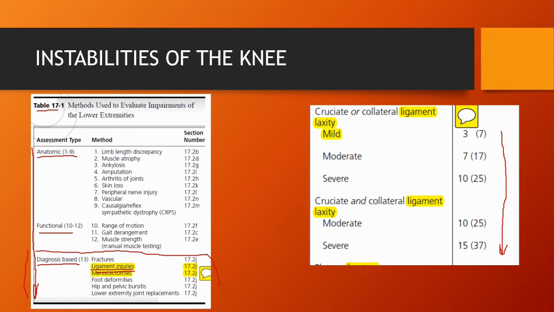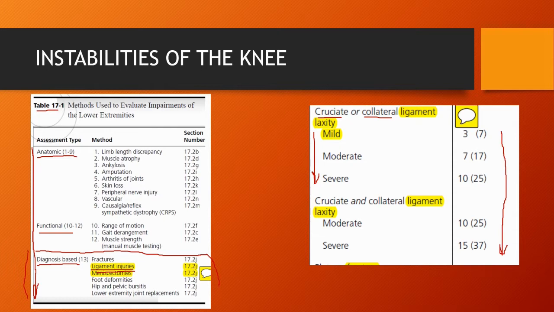So the first category of impairments that the AMA Guides provide for is for laxity of either the anterior or posterior cruciate ligaments or the medial or lateral collateral ligaments. So here they provide for impairment for either a cruciate or a collateral ligament injury, and they describe the three classifications of ligament injury as mild, moderate, or severe.